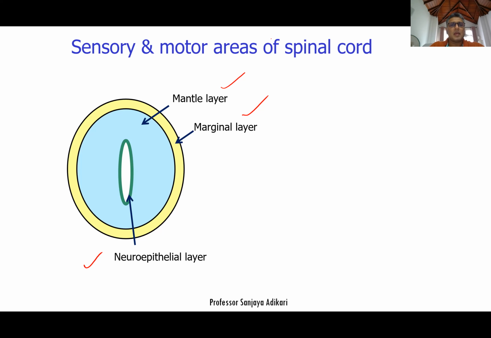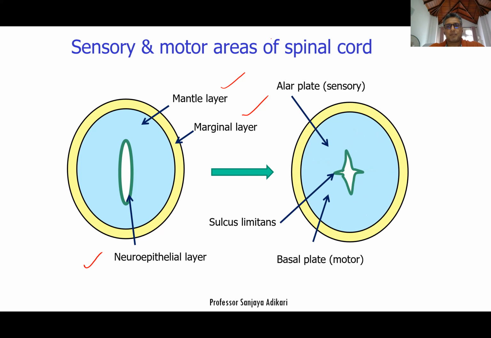Then these 2 layers, marginal layer and mantle layer, with further development, there's a central canal now in the middle. At the side of the central canal, a sulcus develops. You can see the sulcus that has developed, which is called the sulcus limitans. Okay. And if you draw a plane across the sulcus limitans like that, you see that the inner layer, the mantle layer that has been formed, is divided into 2 halves, an anterior half and a posterior half, by the plane passing through the sulcus limitans.